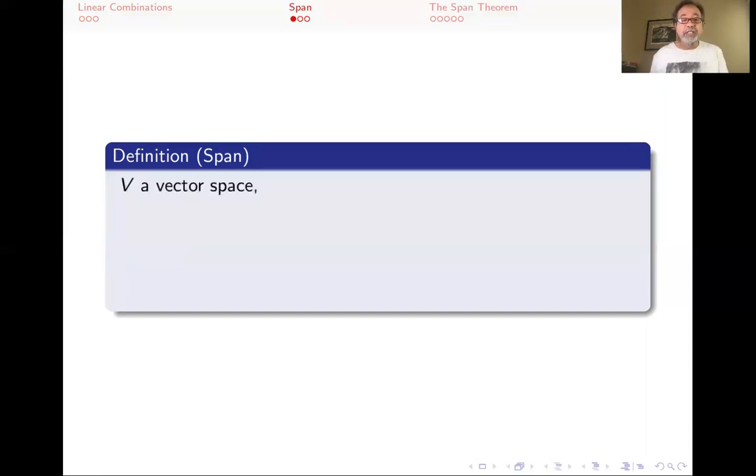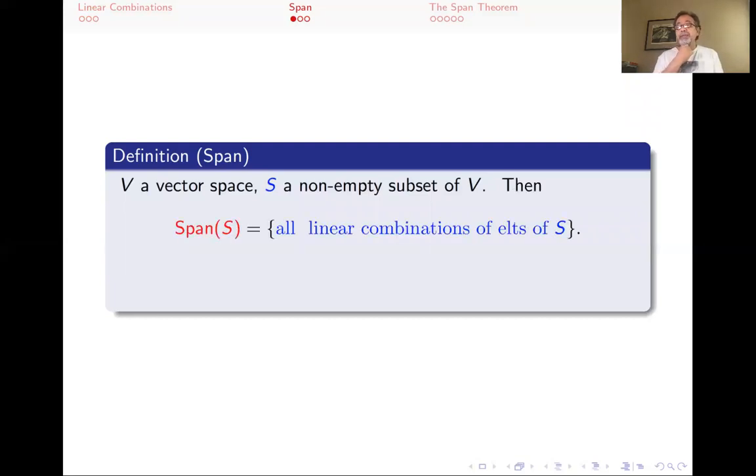So span, what is a span? What's the setup? We have a vector space V. You have a non-empty subset S of V, so these are your favorite elements. And then you look at all linear combinations of elements of S. You take elements in S, multiply by scalars and add them. Everything you can find, you put in this set and you call it the span of S.